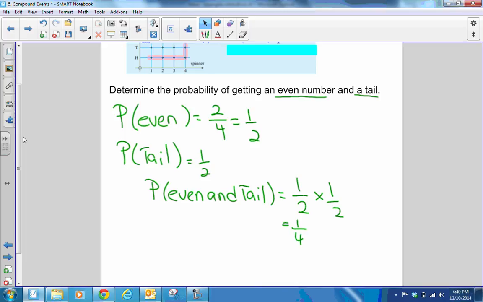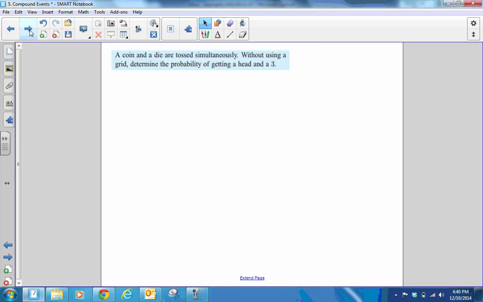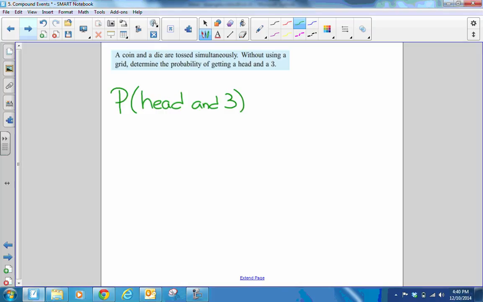Let's do another example. A coin and a die are tossed simultaneously. Without using a grid, determine the probability of getting a head and a 3. So we need to find the probability of getting a head and 3. So let's find the probability of getting a head first.